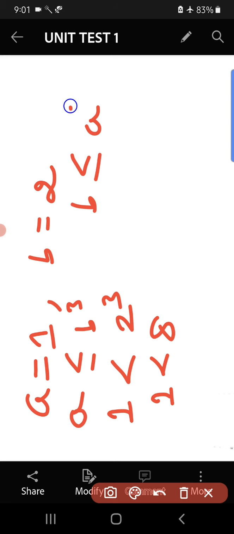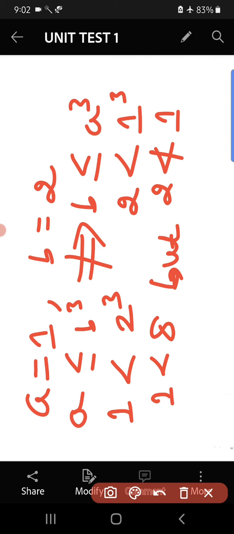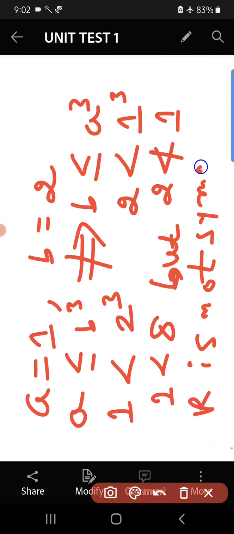Now let us check this part, b less than or equal to a cube. b means 2 less than a means 1, that is 1 cube, that is 2 less than 1. It is not true. 2 is less than 1 is not true. So a less than or equal to b cube does not imply b less than or equal to a cube, because 1 is less than 8 but 2 is not less than 1. Therefore R is not symmetric. Then let us go for transitive.